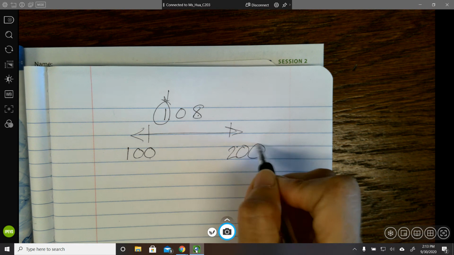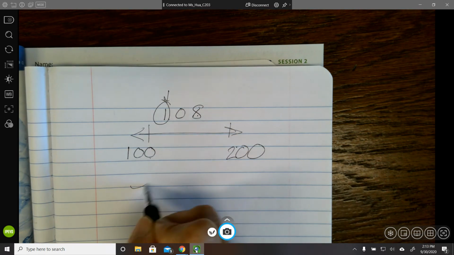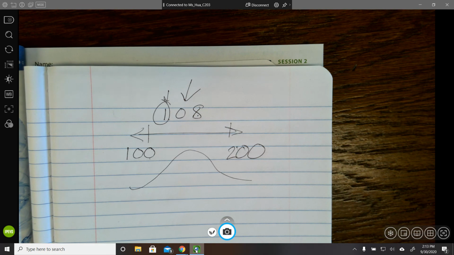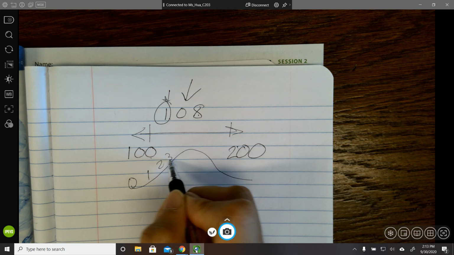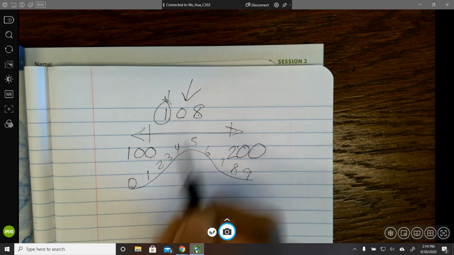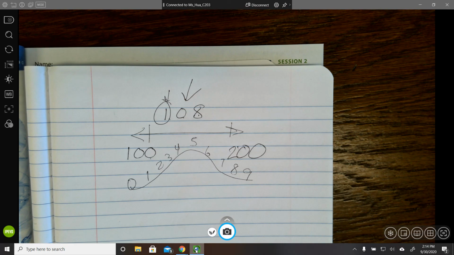200. That's right. Okay. So now I'm going to do my bell curve. This time I'm going to focus on the 0. All right. I have 0, 1, 2, 3, 4, and then I have 5, 6, 7, 8, 9. Now, the 0. Where is the 0? Is it on the left or on the right, Sierra? The left. Okay?